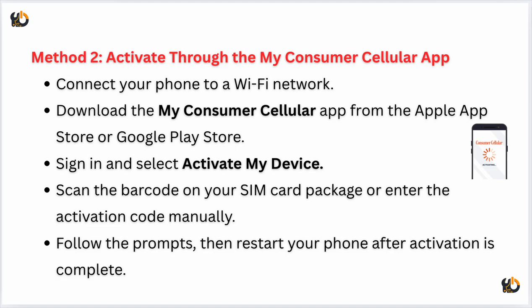Method 2, activate through the My Consumer Cellular app. Connect your phone to a Wi-Fi network and download the My Consumer Cellular app from the Apple App Store or Google Play Store. Now sign in and select Activate My Device. Now scan the barcode on the SIM card package or enter the activation code manually. Now follow the prompts, then restart your phone after activation is complete.